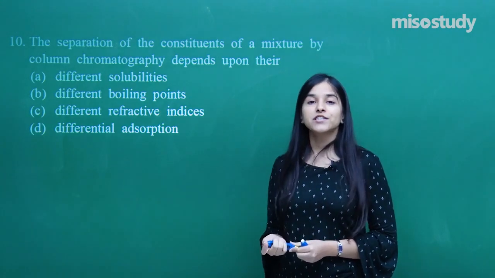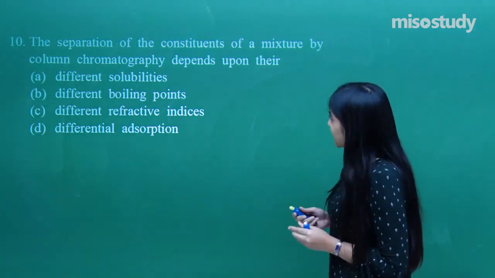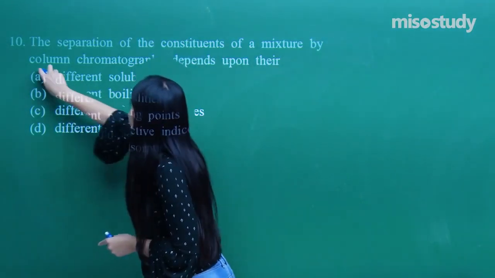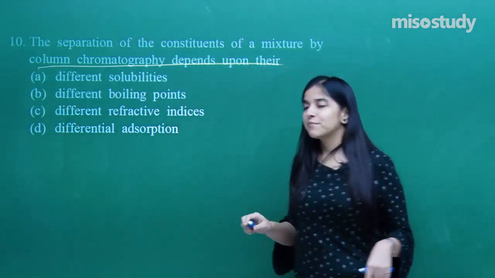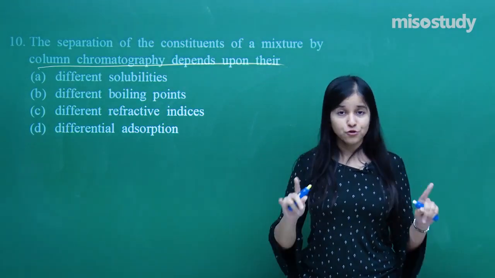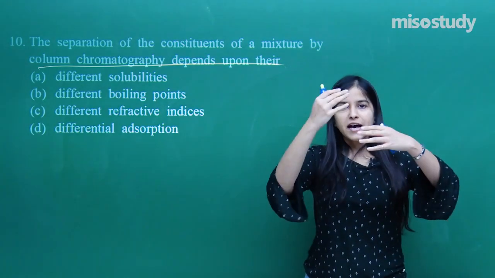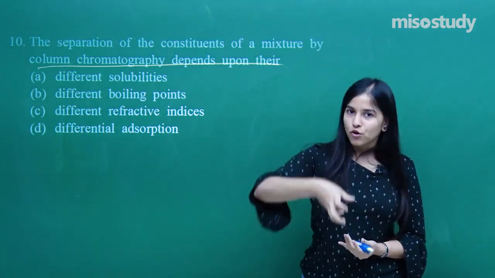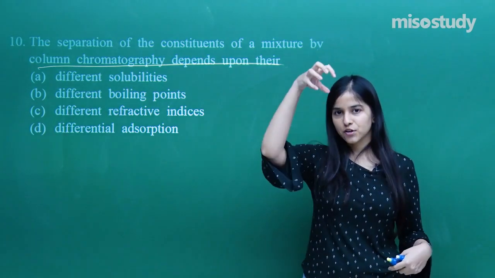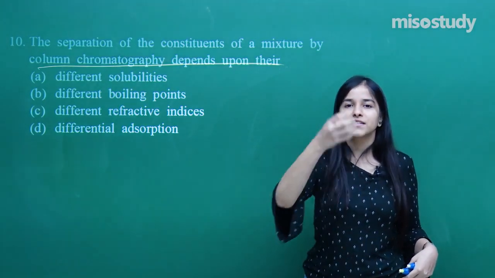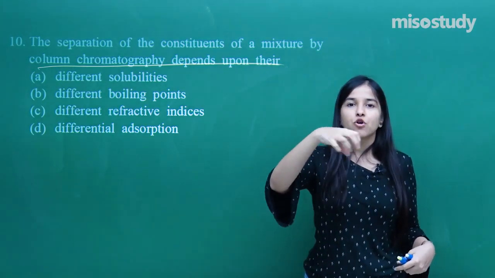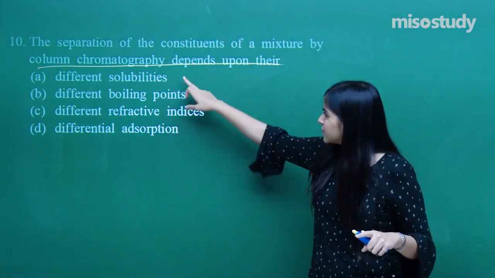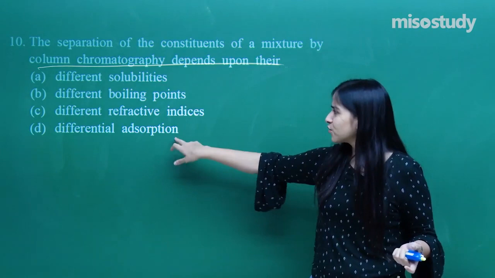Okay, here comes up the question for chromatography. The separation of the constituents of a mixture by column chromatography depends upon. So they are asking about a principle of chromatography, that too column chromatography. We have got a stationary phase and a mobile phase. The mobile phase contains the components we need to separate. Then the components move along with the mobile phase into a column. They get absorbed as per their different what? Either the solubilities or boiling points or refractive indices or adsorption.